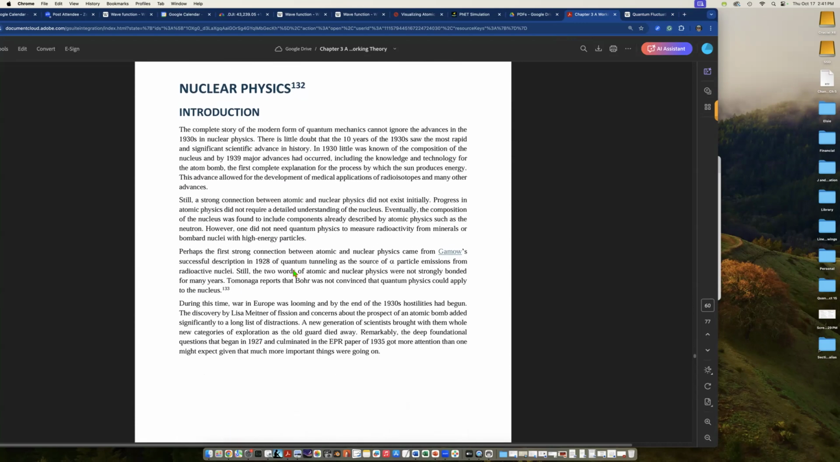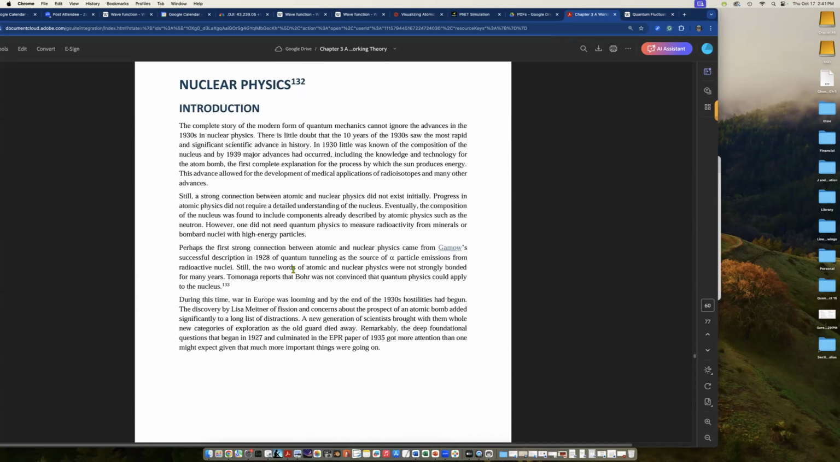Now, here's one of the great applications of quantum mechanics. As you've heard from me in all of these lectures, quantum mechanics was invented to explain the behavior of atoms. How are the electrons behaving with respect to the nucleus of the atoms?